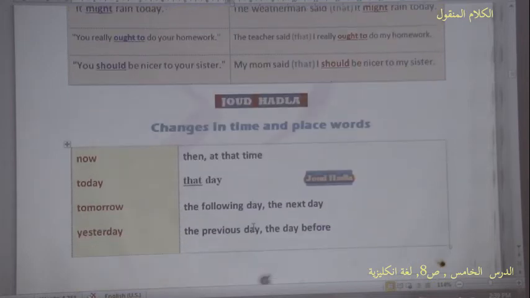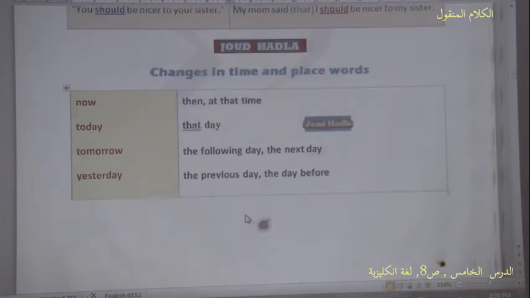And now we'll talk about a very important change: the time and the place references. For example, when you report someone's actual words, we need to change the time and place words or references. For example, now. In the introductory sentence, you read now, and here change it to then or at that time. Today, that day. Tomorrow, the following day or the next day.